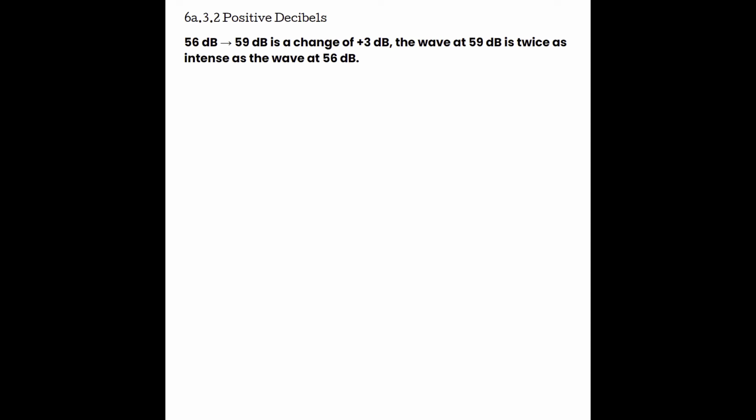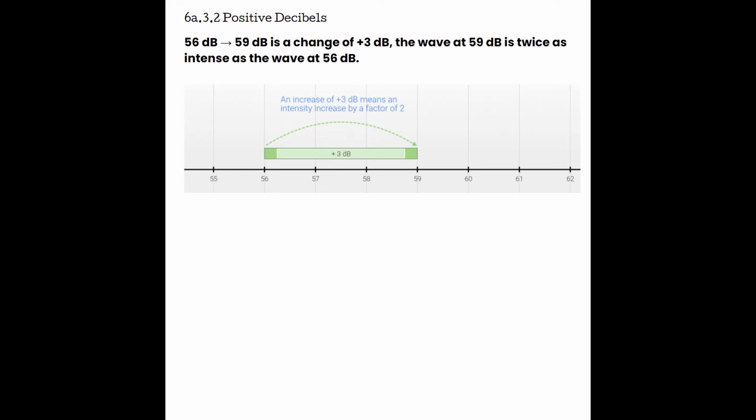In this first example, we are starting with a decibel value at 56 decibels. We then increase it to 59 decibels. Now remember, increasing from 56 to 59 doesn't simply mean that we've increased the intensity by 3 or increased it even by a factor of 3. An increase of 3 decibels means that the intensity is doubled or increased by a factor of 2. So when we increase by 3 decibels, we are increasing the intensity by a factor of 2.